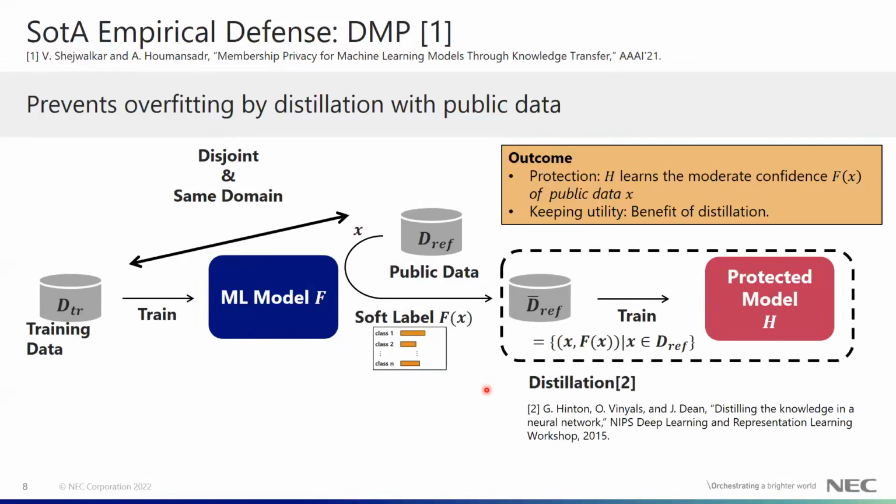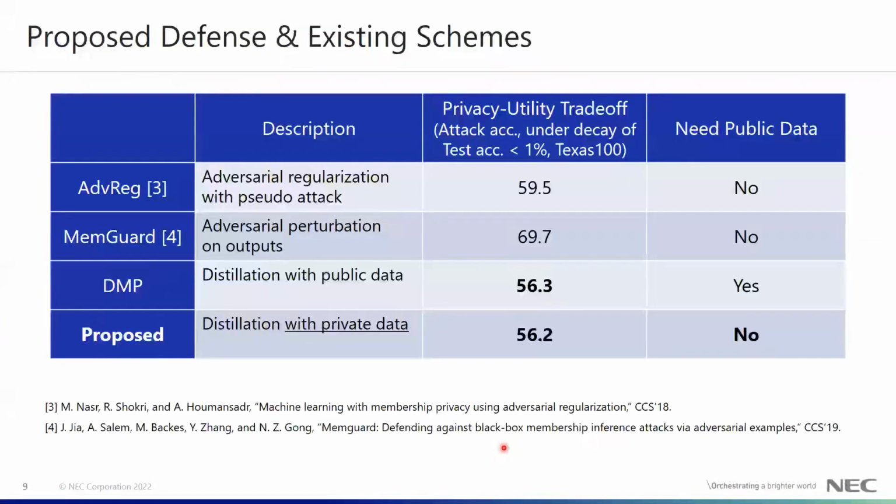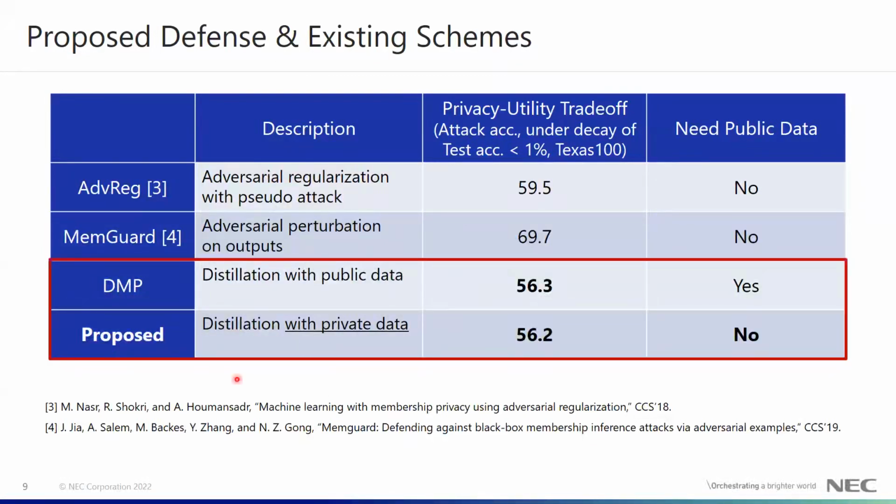Cool. But there is a difficulty. How to obtain public data from the same domain as private data? We propose a solution. Here is a comparison between the proposed defense and existing schemes. The proposed defense and the state-of-the-art defense DMP have the same level of privacy utility trade-off. Nonetheless, the proposed defense doesn't require any public data.